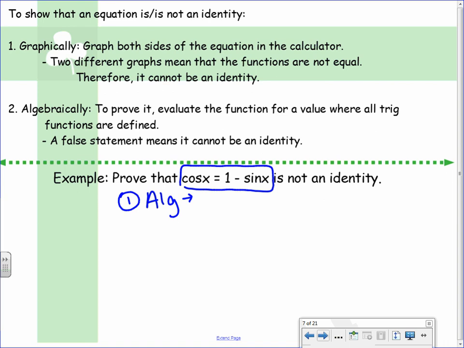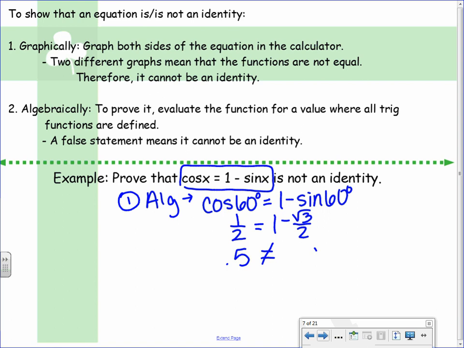So give me an angle for x, something on a unit circle, like in quadrant 1, 60. Degrees are fine. So let's show a counterexample for 60. What is the cosine of 60 on your unit circle? X coordinate, 60 degrees. 1/2. What is the sine of 60? Root 3 over 2. Is 1 minus root 3 over 2 going to give me a half? No. And worst case, you could always type in your calculator and get a decimal for both sides. This one's 0.5, and this one is not 0.5. So that's a proof that it's not an identity.